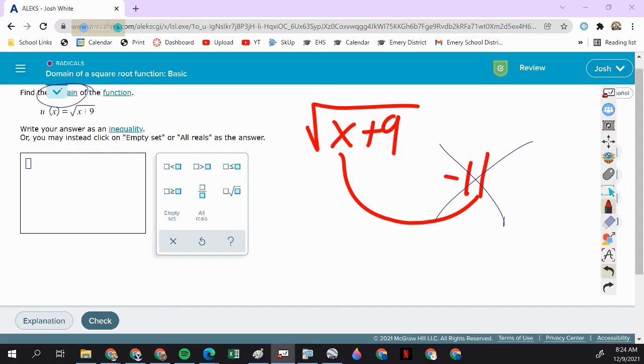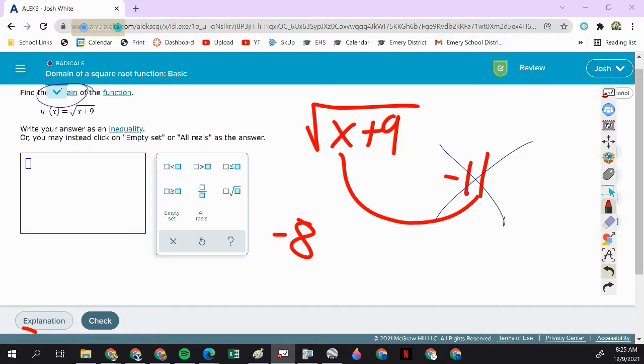So I can plug in 3, but I can't plug in negative 11. What about negative 8? Would negative 8 be okay? Yes. From negative 9 actually to infinity.